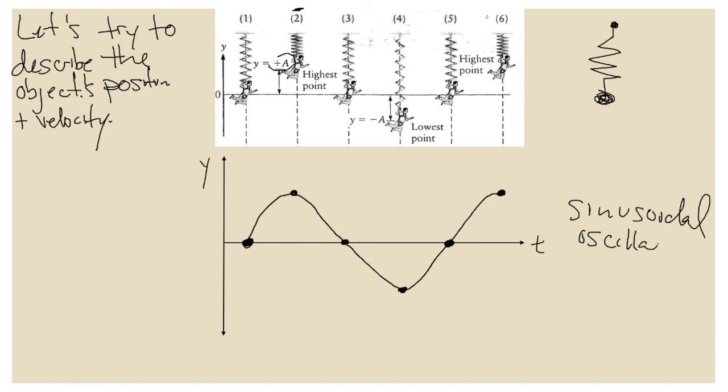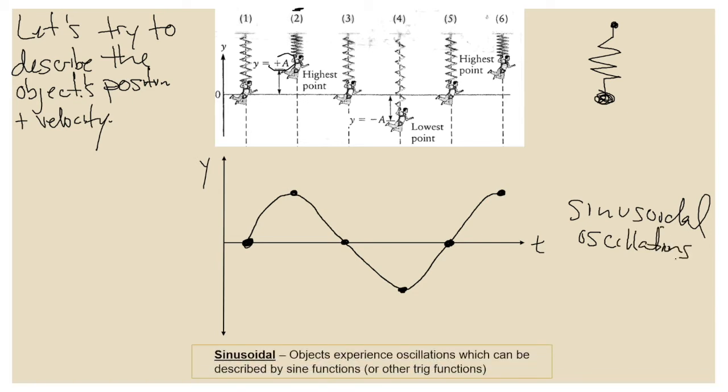Now, sinusoidal is an adjective. And that word, just to be clear, it refers to when objects experience oscillations which can be described by sine functions or other trig functions. Notice whenever you are watching a medical show, which I'm sure you all have at one point, they say like, he's back in sinus rhythm. When they say sinus rhythm there, they're talking about the sinusoidal oscillations of a heart, right?